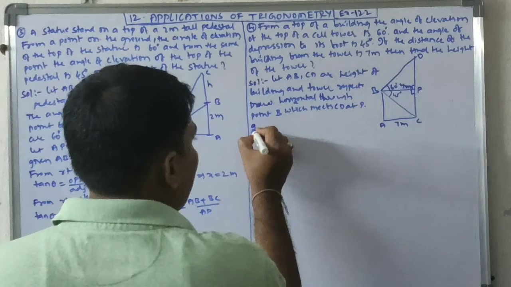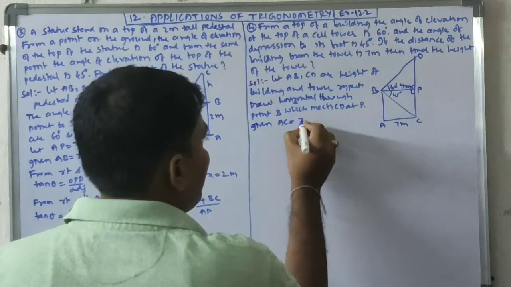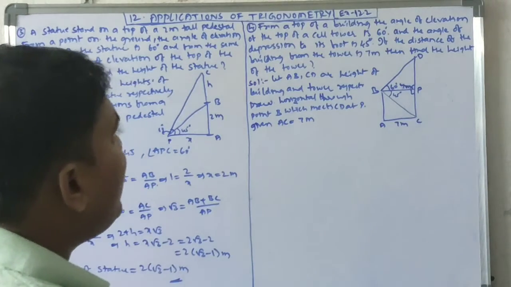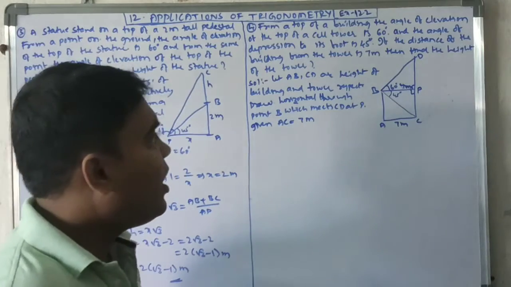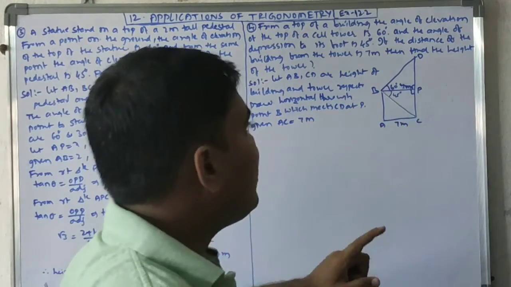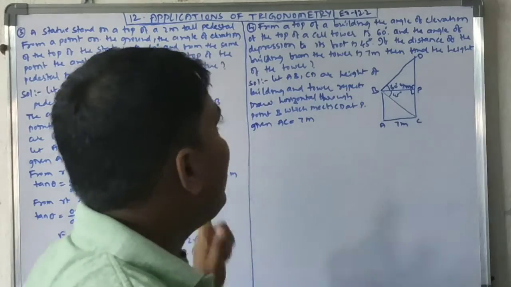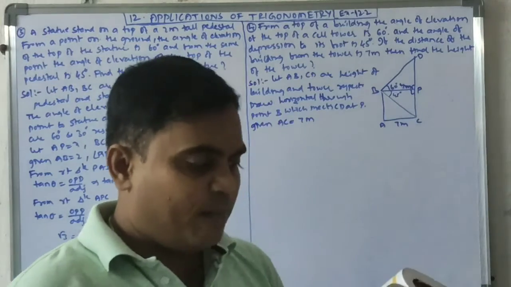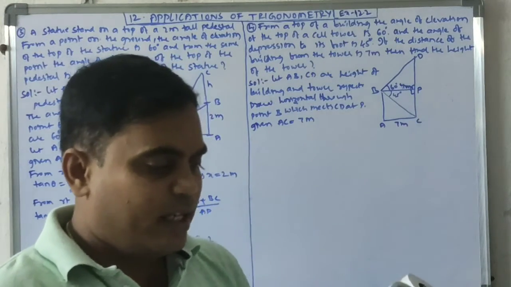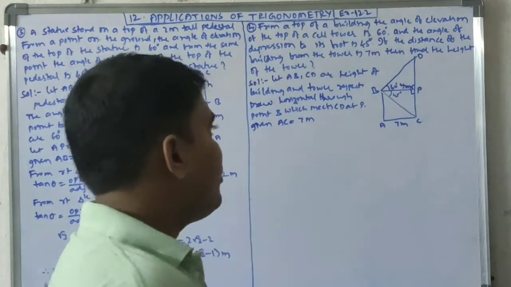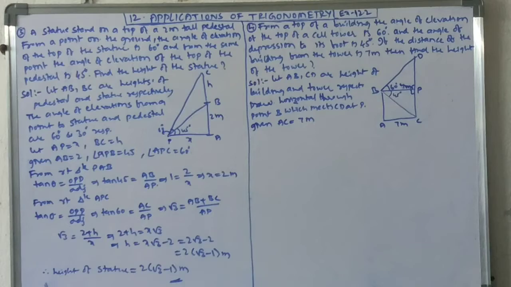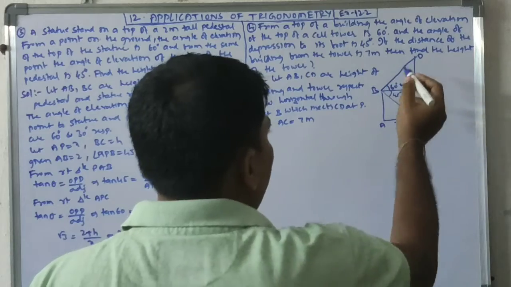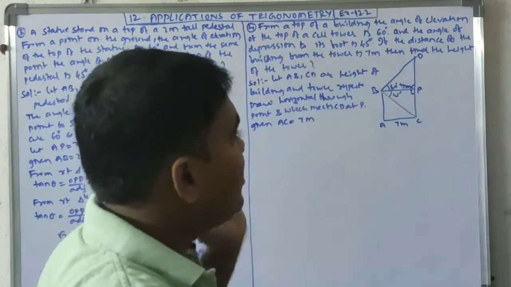So given AC equal to 7 meters. We need to find the height of the tower. So this is 7 meters, this is also 7 meters. We don't know the height of the building. Here only the distance is given, and we need to find the height. Now this is 7 meters. I want to take these two right angle triangles and find this height.